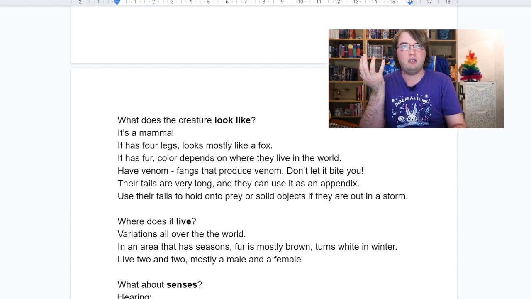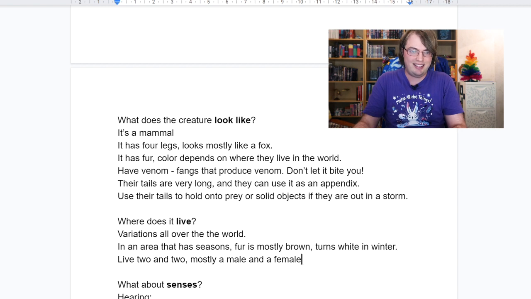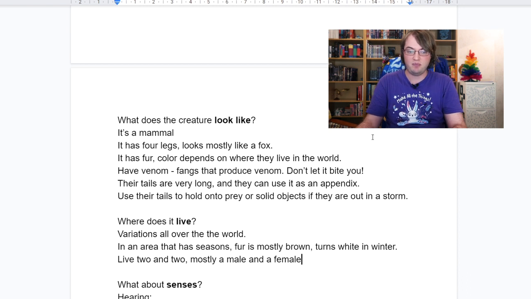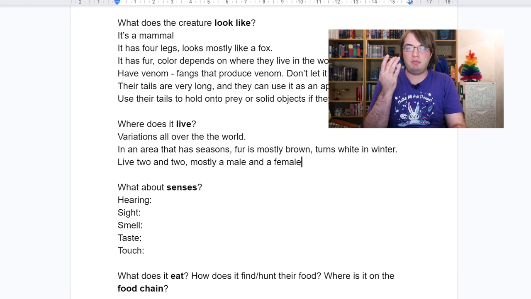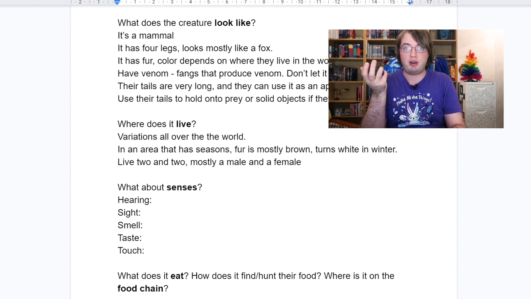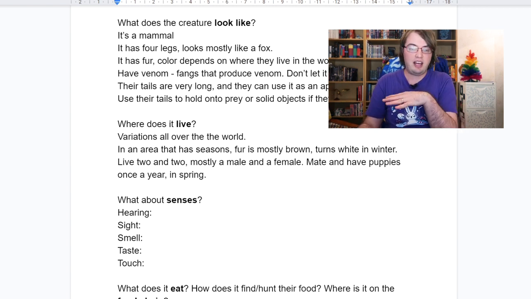puppies. What are they called? What's a fox baby called? Kits? A kit, a cub, or a pup. I'm going to call them puppies. They have puppies once a year, and I'm thinking they will be born in spring, because that makes the most sense, because that way they have a lot of time to grow up and become a little bit more independent before winter comes around and life turns harsh. And the rest of that we are leaving to the question about reproducing and life cycles. But this is how they live. They live two and two, they live all over the world, and yeah.